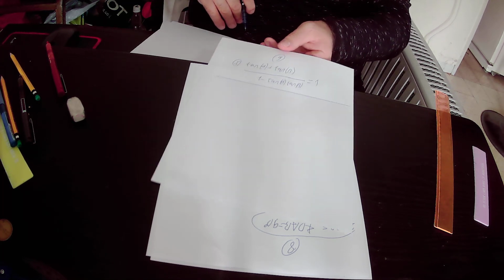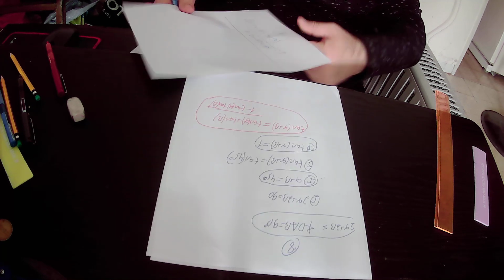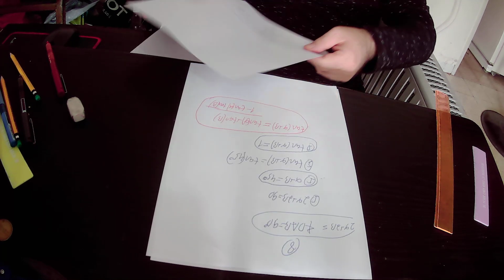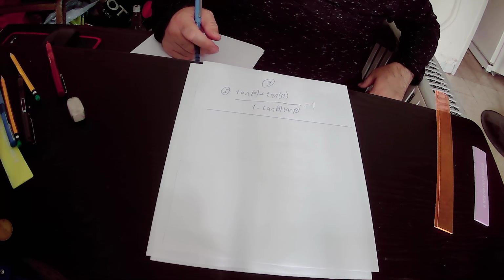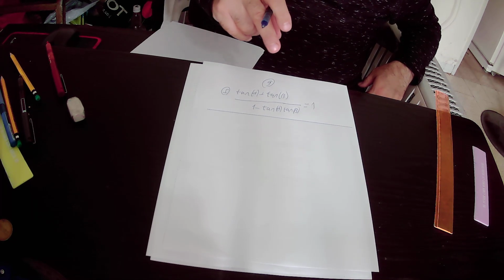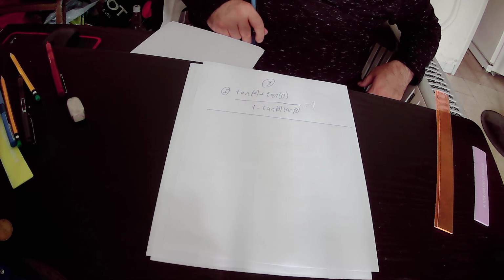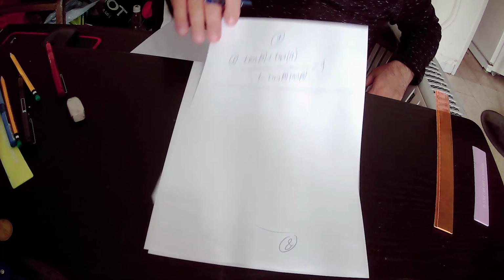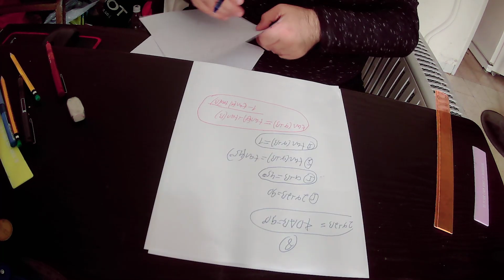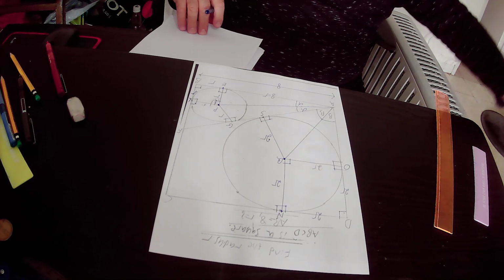So we substitute tangent alpha plus beta in equation number 1 by this expression, which equals tangent alpha plus beta. So this means that tangent alpha plus beta equals 1. Okay? In the next step, we will calculate the values of tangent alpha and tangent beta from the drawing.